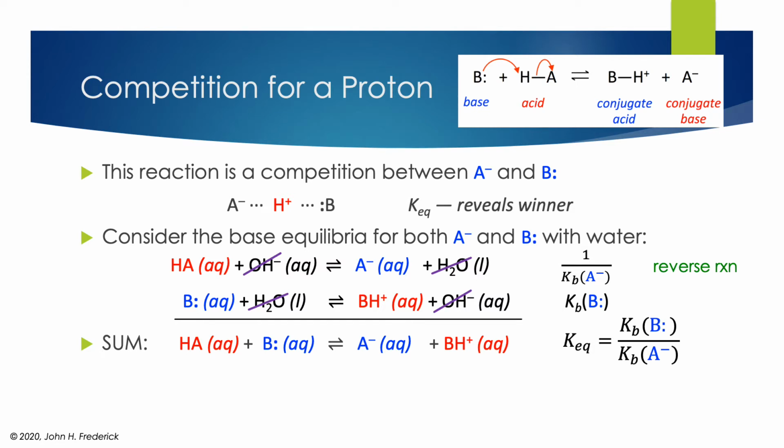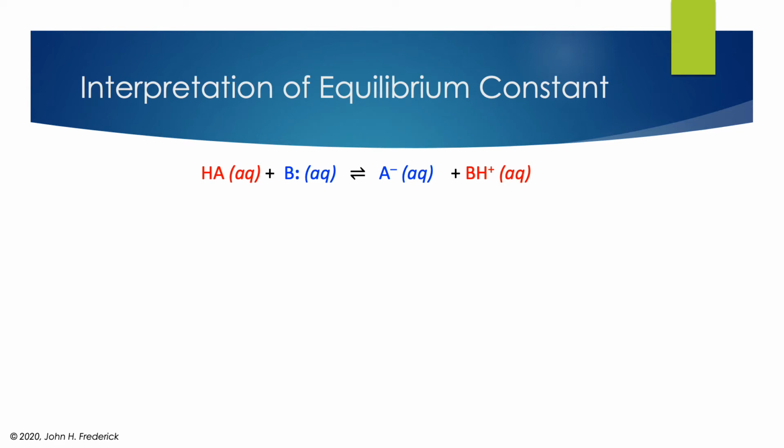Now, this has a certain nice symmetry to it, because we're discussing this reaction as though it's the competition between two bases. And now we find that the equilibrium constant, in fact, is just the ratio of their two Kb constants. Well, let's follow this a little bit further. So here is the reaction again, and here is our result for the equilibrium constant.